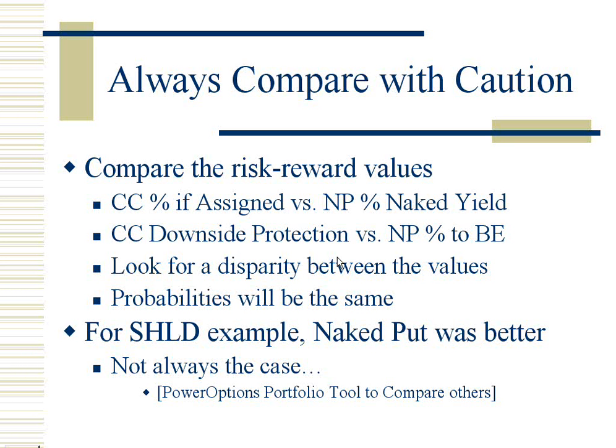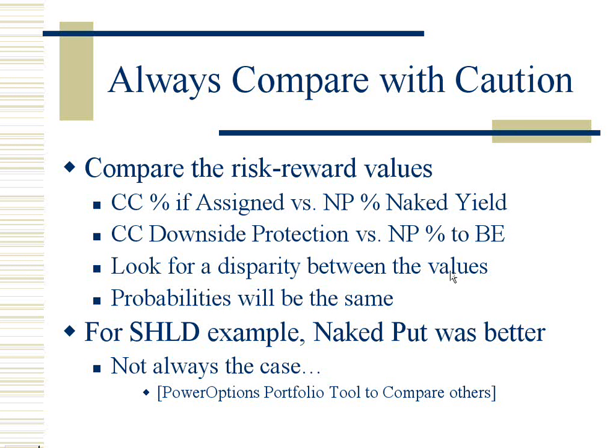Now, always compare with caution, and comparing the risk-reward values is where you want to start. So for the covered call, our maximum return is the percent if assigned. Our reward is the percent if assigned. So I'll compare the covered call return if assigned to the naked put percent naked yield. For the covered call, I'm going to look at the downside protection. That's my sort of risk tolerance, or my risk protection, how far the stock can drop before I start losing money on the position. For the covered call, it's the downside protection, and we'd compare that to the naked put percent to break even.